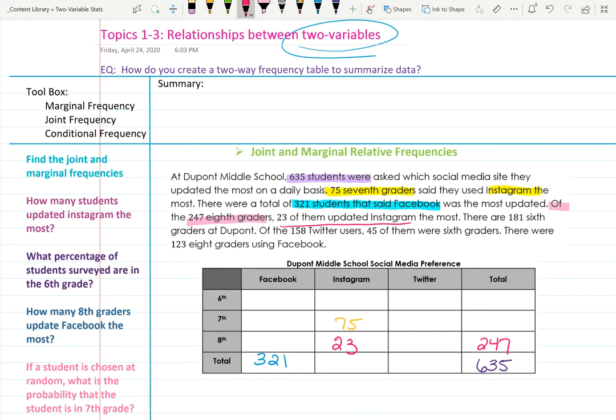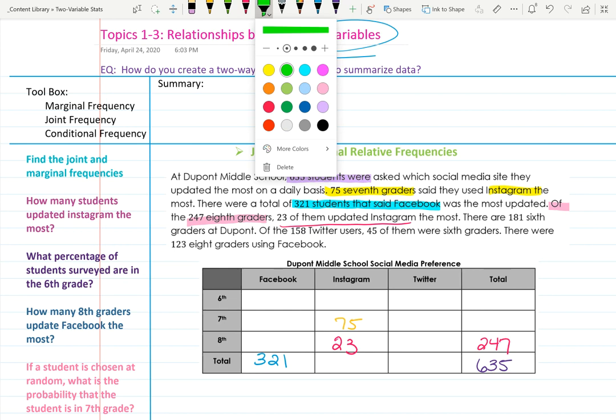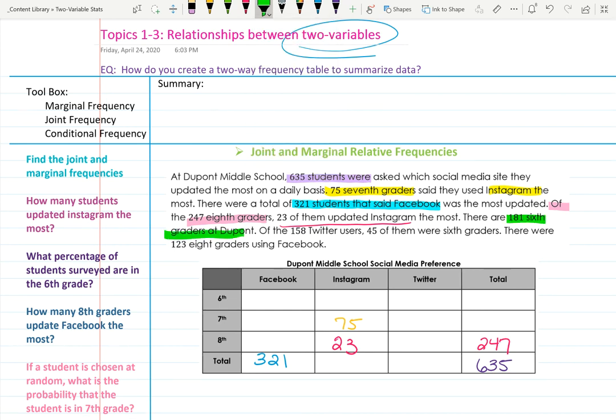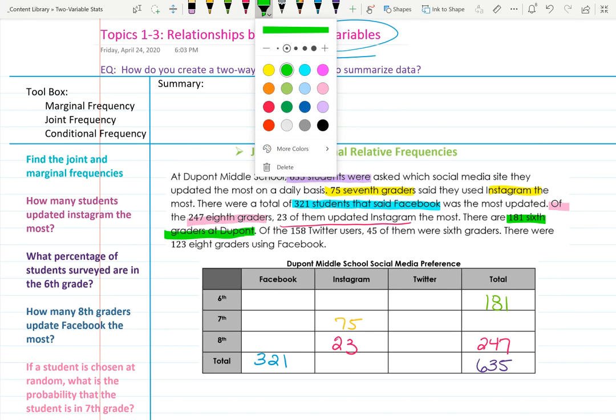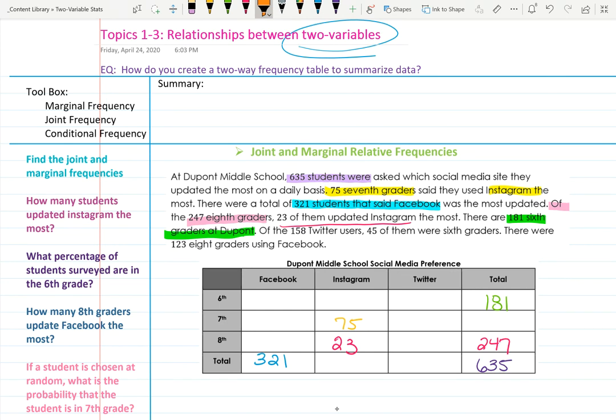There are 181 sixth graders at DuPont. So my sixth graders, total of 181. And again, we're looking at a category now. I'm running out of colors. So of the 158 Twitter users, so of all of them, there's 158 of them, 45 were sixth graders.